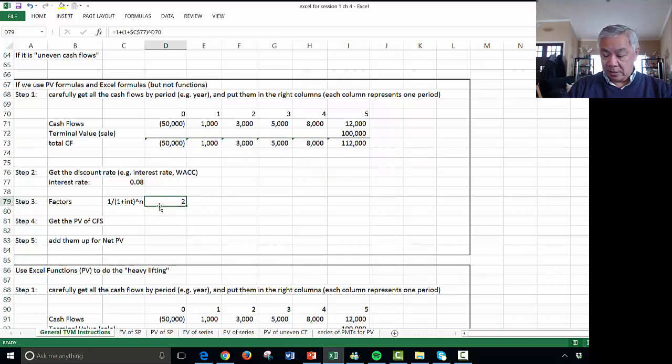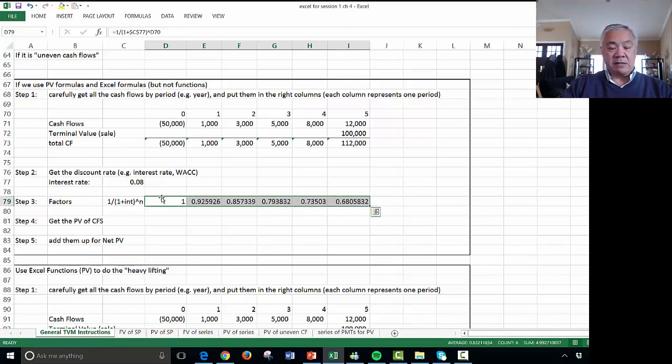So next thing we need to do is to determine the factor. And we've done this factor previously, so this should look familiar. Equals 1 divided by, open parens, 1 plus the rate of interest, lock it as an absolute reference, close parens, raised to the power of the number of years. And we'll copy that, Control C, Shift, over to the end. Now notice that the factor for T0 is 1, which is by definition. If you had $10,000 today, what is it worth? $10,000. So the factor for today is always 1.0.